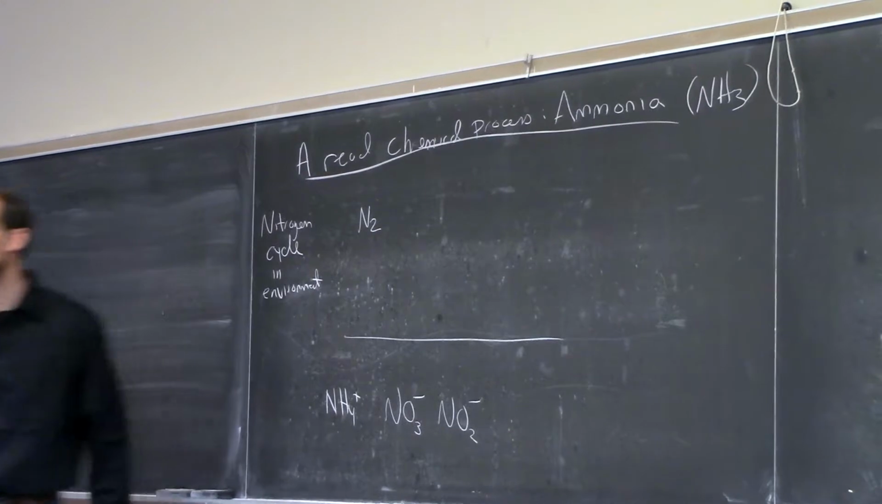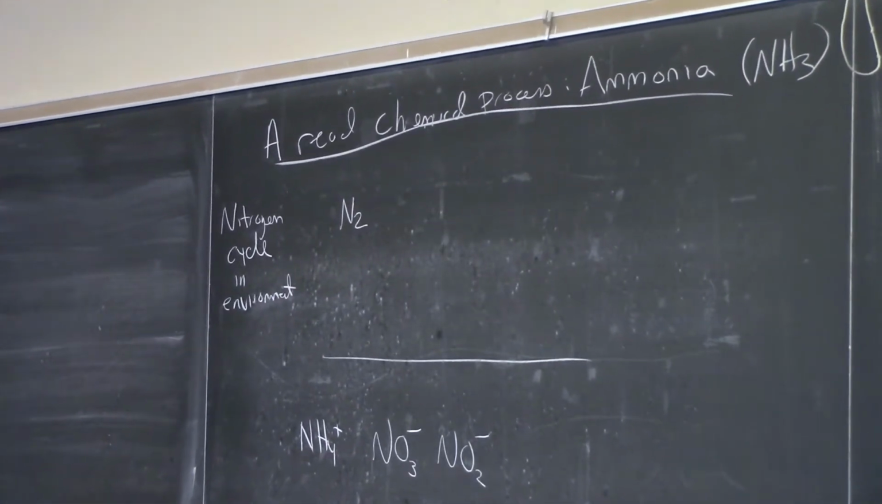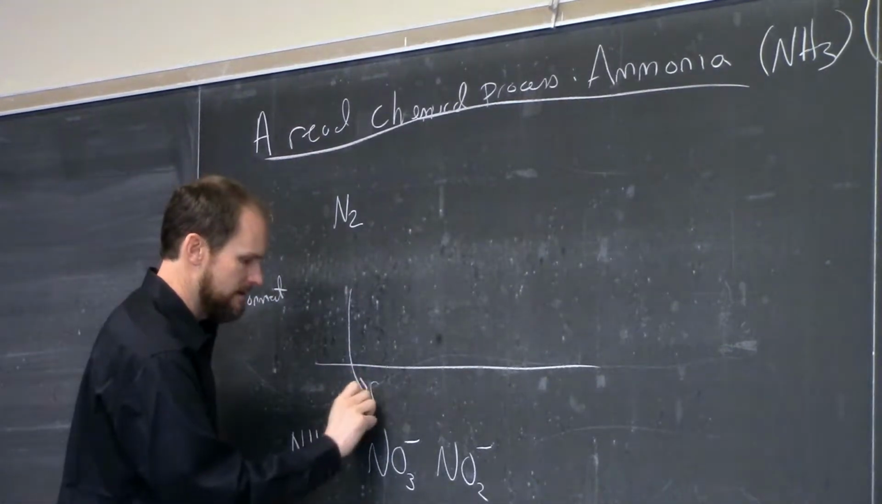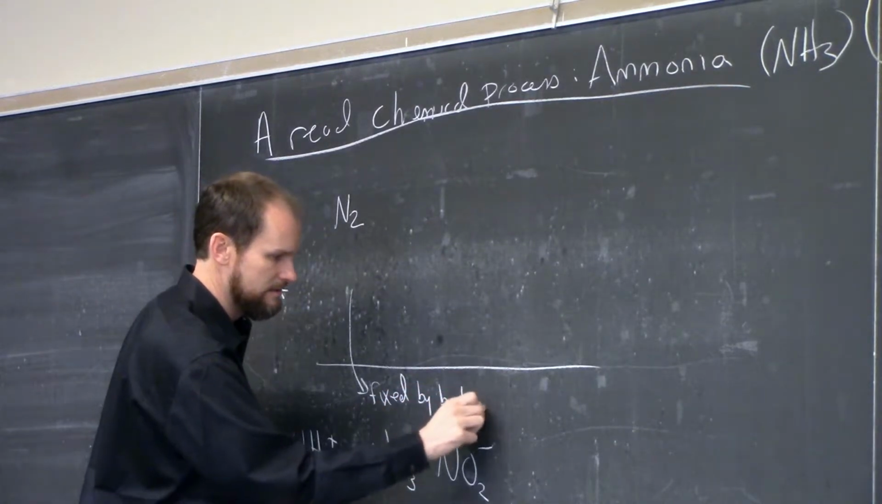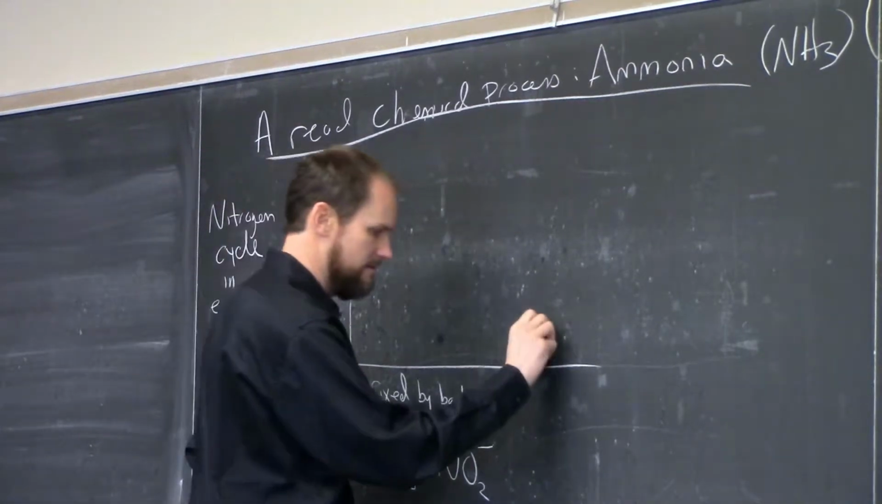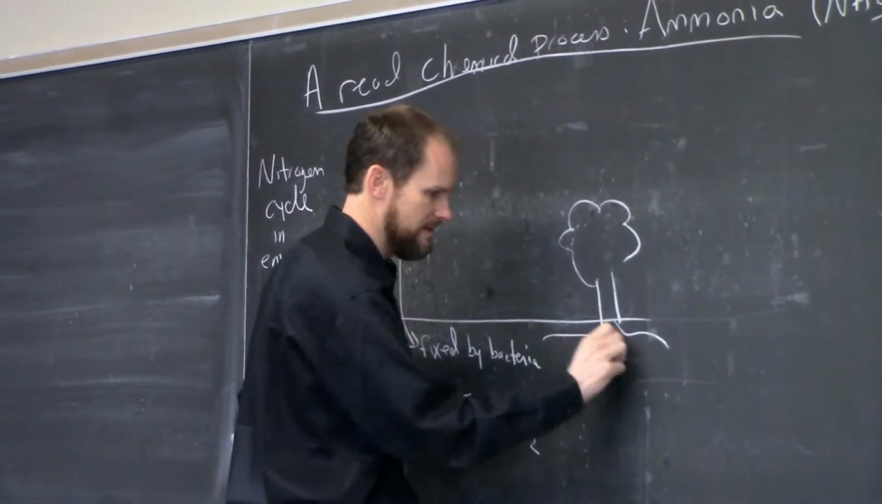How does nitrogen get from the air into the soil? Precipitation. Bacteria. Rain, bacteria. Yeah, so it gets fixed by bacteria. And how does it get back from the soil? So there's trees. Okay, terrible artists.